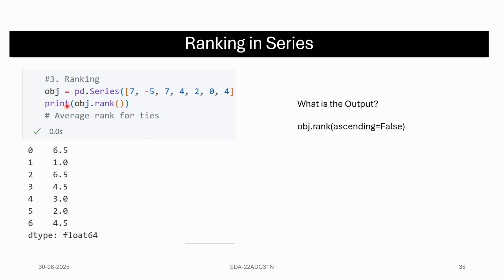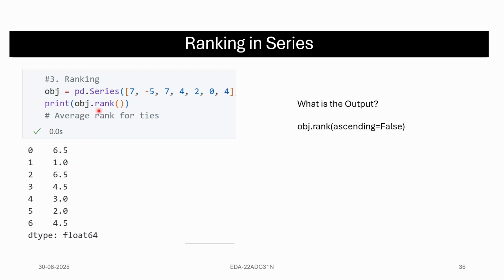Let us consider a series object with the values 7, -5, 7, 4, 2, 0, 4. If you try to give the ranking, it is going to give the ranks based on the order of the elements in ascending order. In this case, -5 is the least element, so the rank 1 is given to -5. So we have 1.0 in the result.